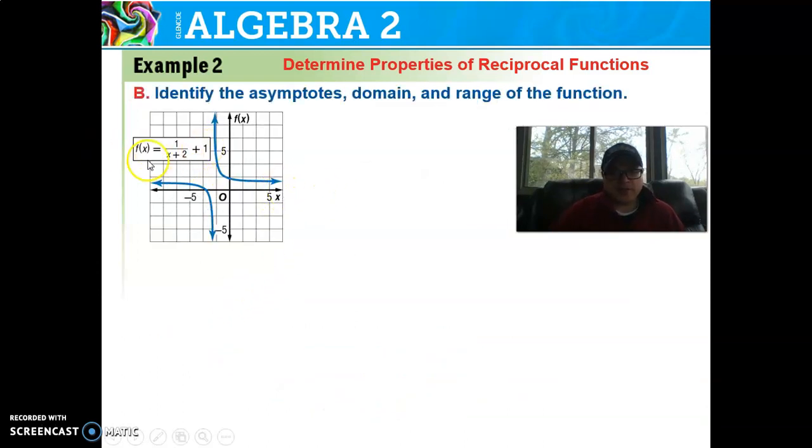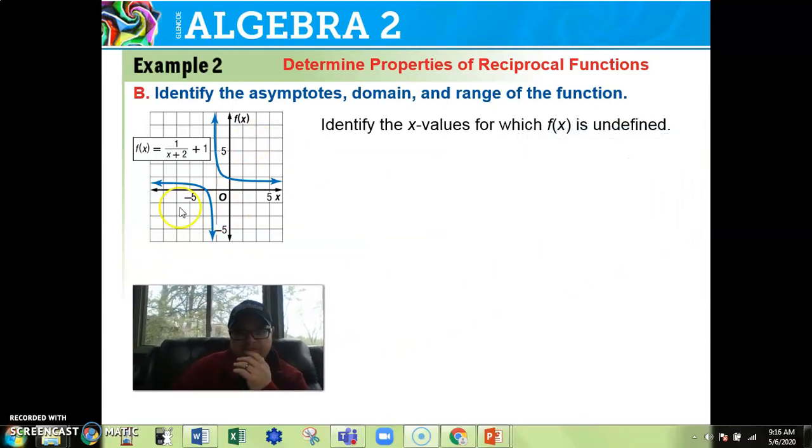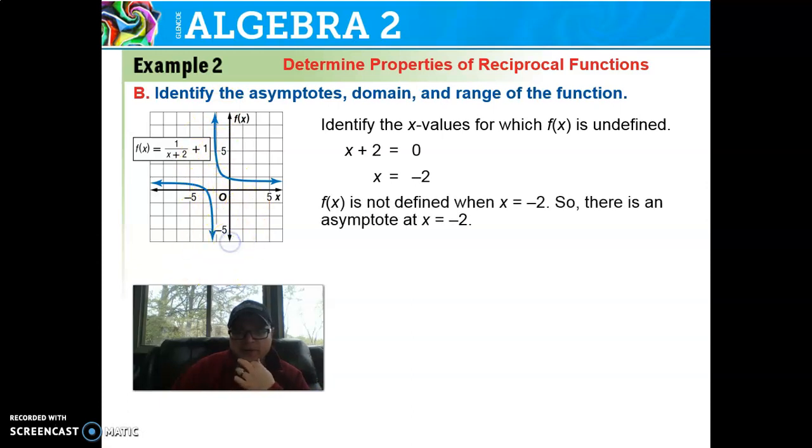So here's another function. This time we have 1 over x plus 2 and then plus 1 at the end. And you can see that kind of shifts the function up. We're going to talk about transformations of reciprocal functions next, but this is a good lead-in problem to it. So let's identify the x values for which the function is undefined. What value of x do you think would cause me to divide by 0 here and make this undefined? So it's x plus 2, which means x can't equal negative 2. That is the location of your vertical asymptote, x equals negative 2.